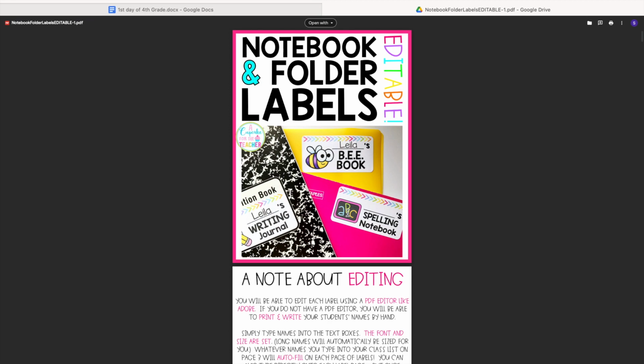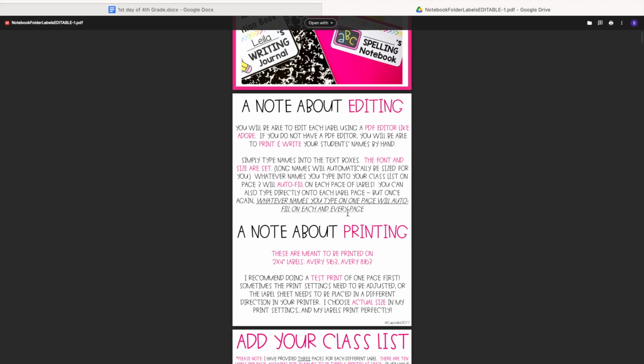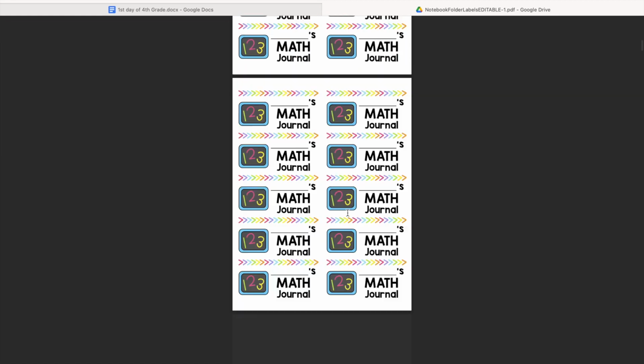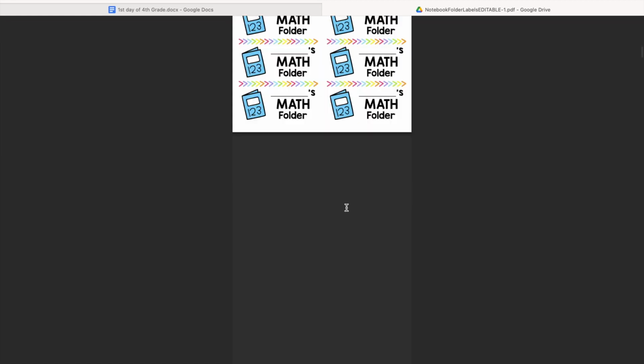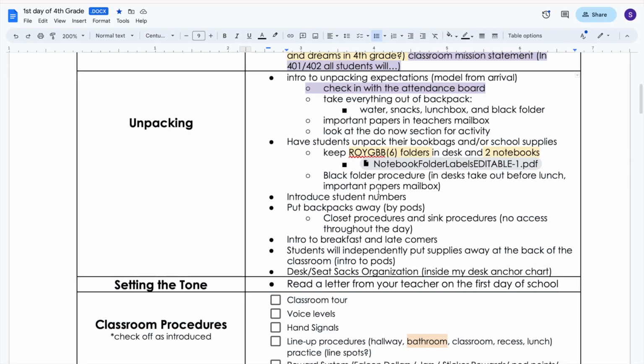It's from, where is it from? I don't even know. Cupcake 2017, and they're just all different labels for all the subject areas, so that's what I use to label them. I'm going to show them the black folder procedure, so they're going to take it out before lunch and put important papers. As you can see, these are all procedures, unpacking, etc.